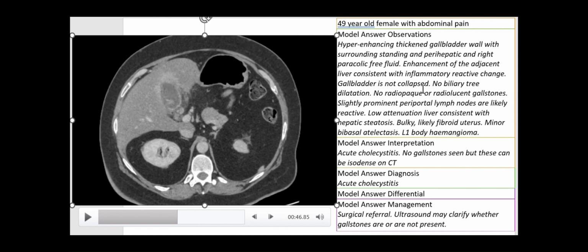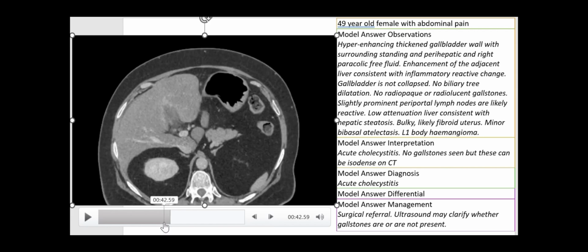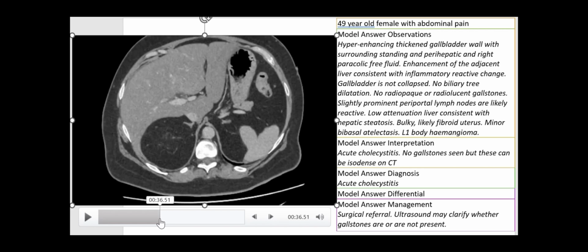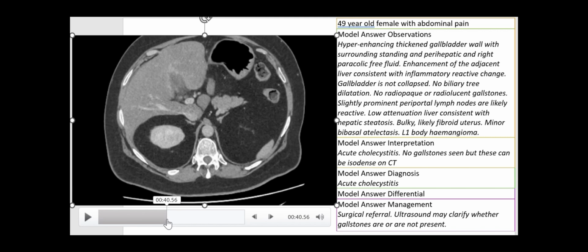Next finding, this is associated with periportal prominent lymph nodes. Can you see the periportal lymph nodes? These. So this is associated with prominent periportal lymph nodes.